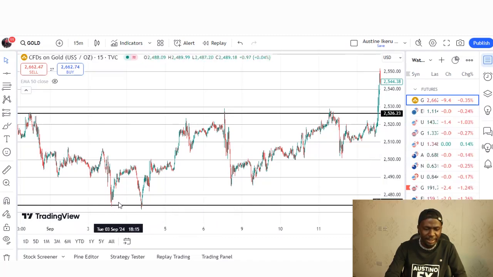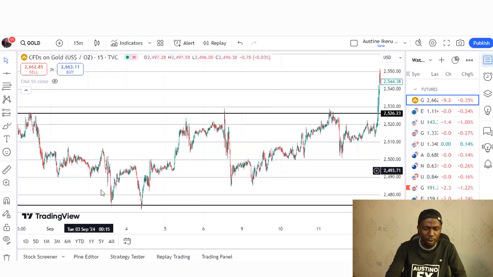So the buyers are taking the buy trade from the support level, while the sellers are taking the sell trade from the resistance level. So you can see that as the price got to the resistance level here, the sellers took their sell trade, right? And their stop loss will be above this resistance level.